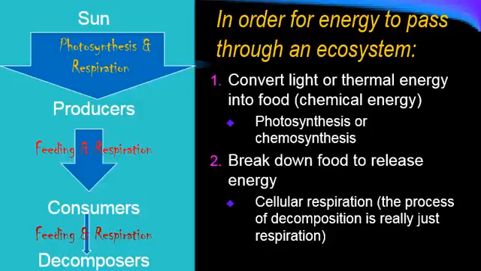So when we look at how energy moves through an ecosystem, there's two major steps that have to happen. The first step is that they need to convert that light energy from the sun, or in some cases it might be thermal energy instead. They need to take that and convert it into food, which is our chemical energy. And that's going to happen through one of those processes, photosynthesis or chemosynthesis.